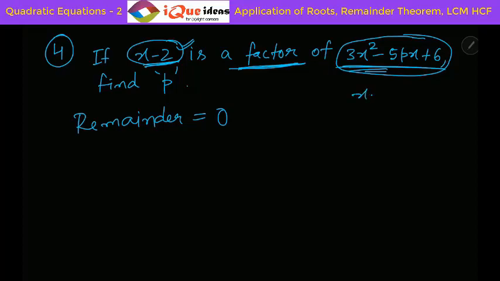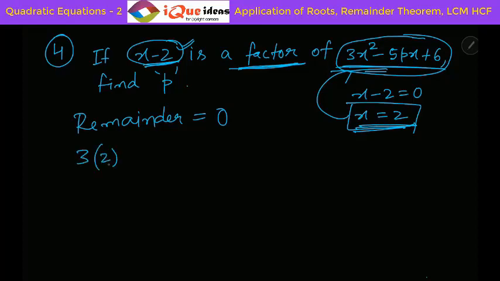Now, how do we find the remainder? We still follow the same process. x minus 2 equal to 0. We put the divisor equal to 0 and get some value of x, that is x equal to 2 in this case. Put it in this expression, and that will be the remainder. So the required remainder in this case is 3x squared minus 5px plus 6, in which we put x equal to 2. So it gives us 3 into 2 squared minus 5p into 2 plus 6, and this remainder should be equal to 0.